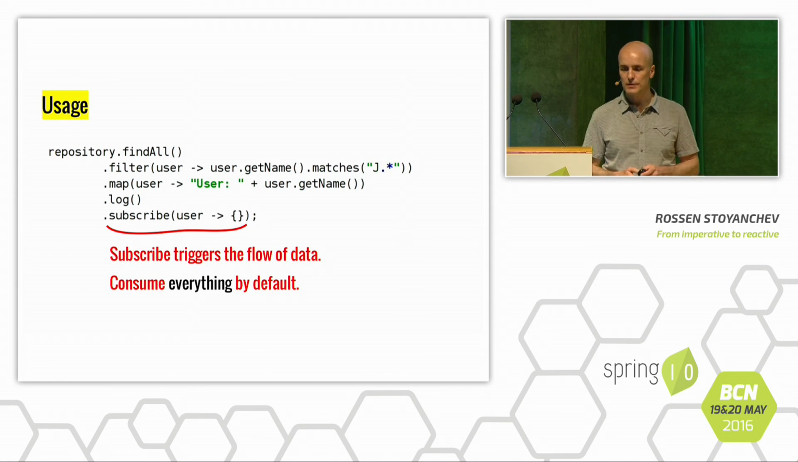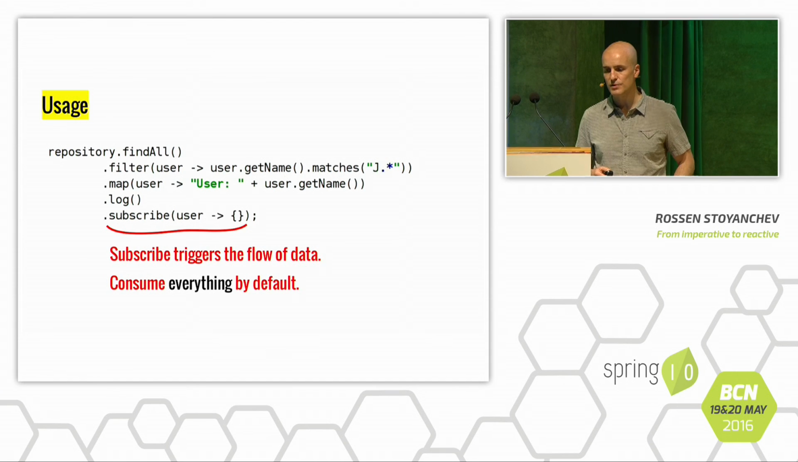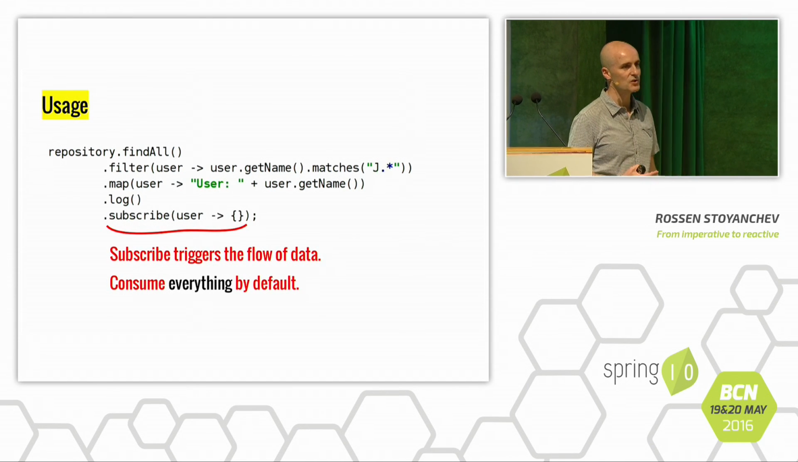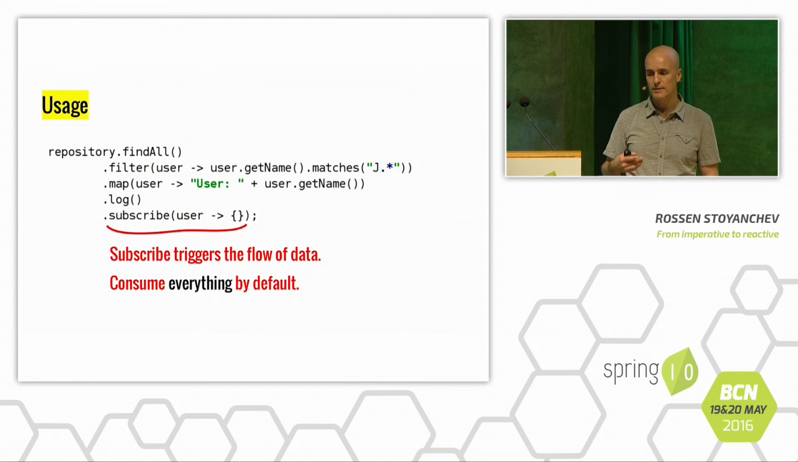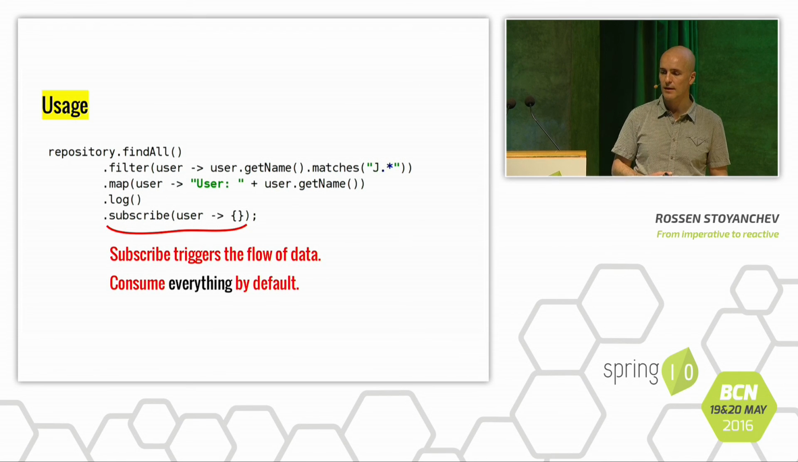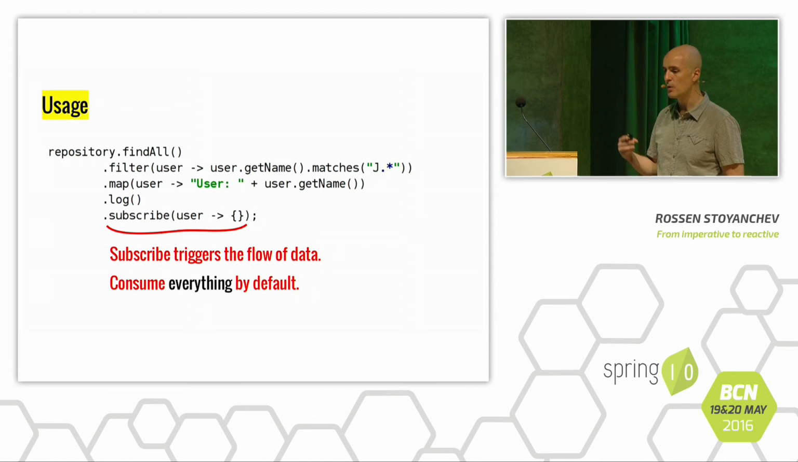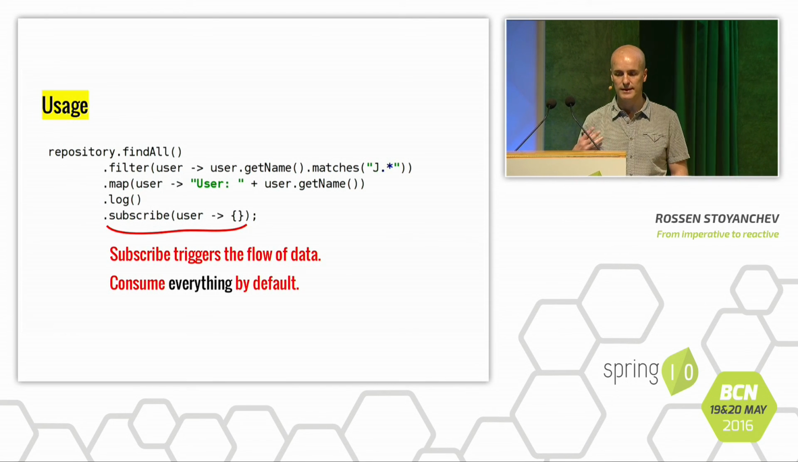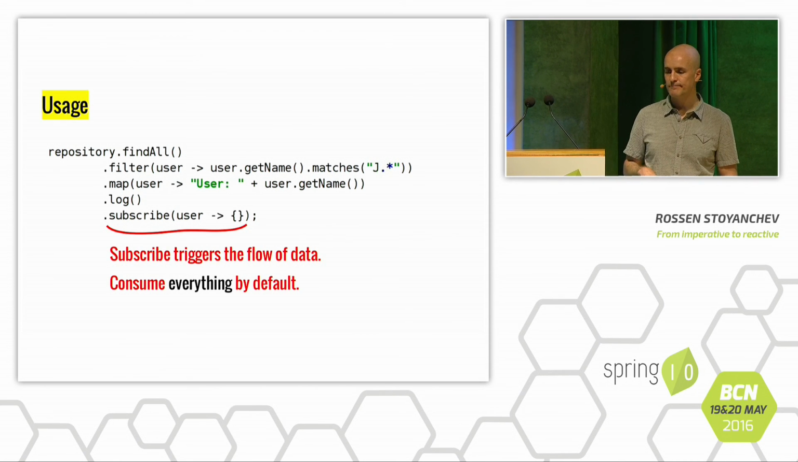Now, this is an example of using this repository. This may look very similar to using the Java 8 Stream API, where we apply different kinds of operators. We can say, find me all users, and then we're going to do some kind of filtering, so we only get some of them. Then we're going to provide some map-style transformation of the user. In this case, we're turning it into a string, just taking the username. Then we're logging the signals that are going back and forth.